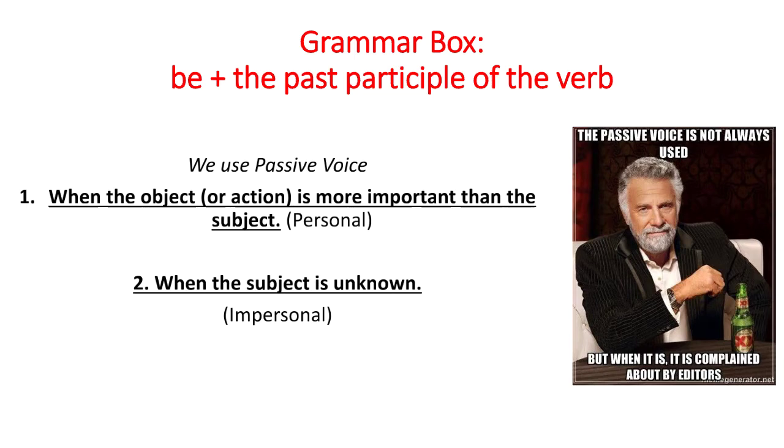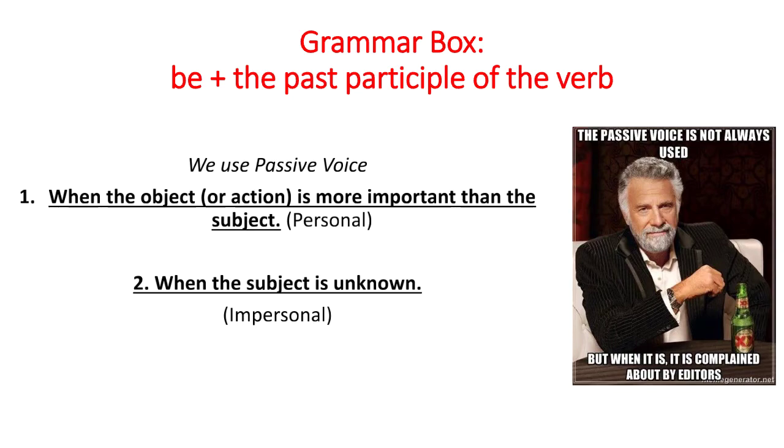When we say that tea is grown in Rize, for example, it means that we don't care about who grows it. Only tea and its agricultural process is more important. And the second way of using it is when the subject is unknown. Nobody knows it, so we cannot use any subject.